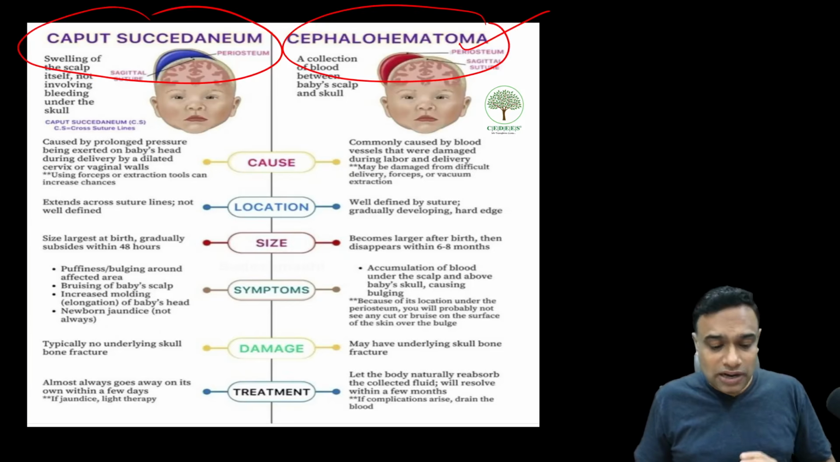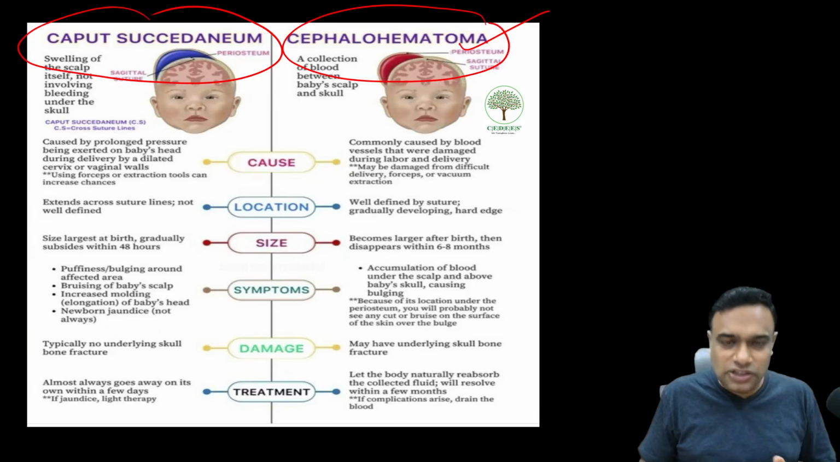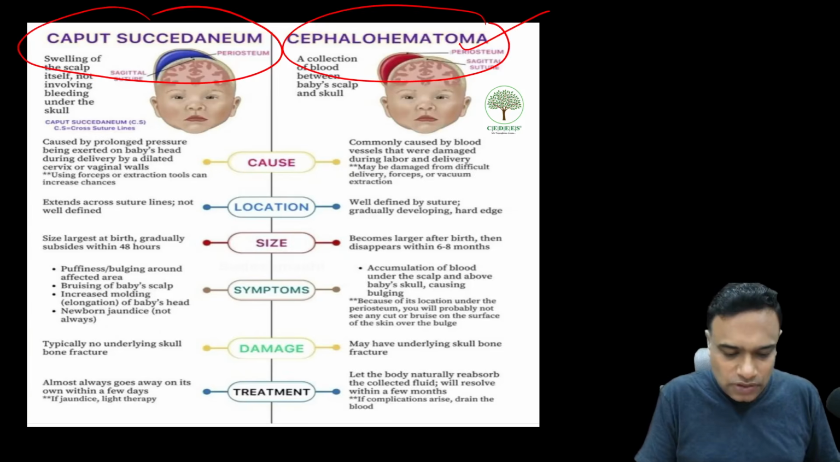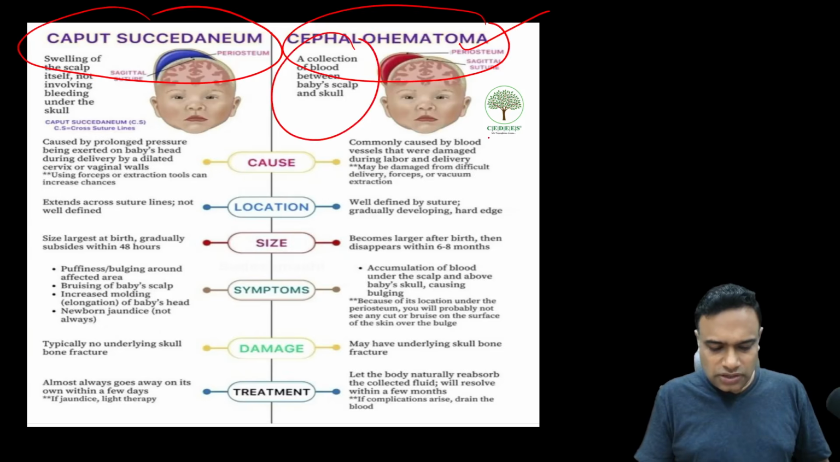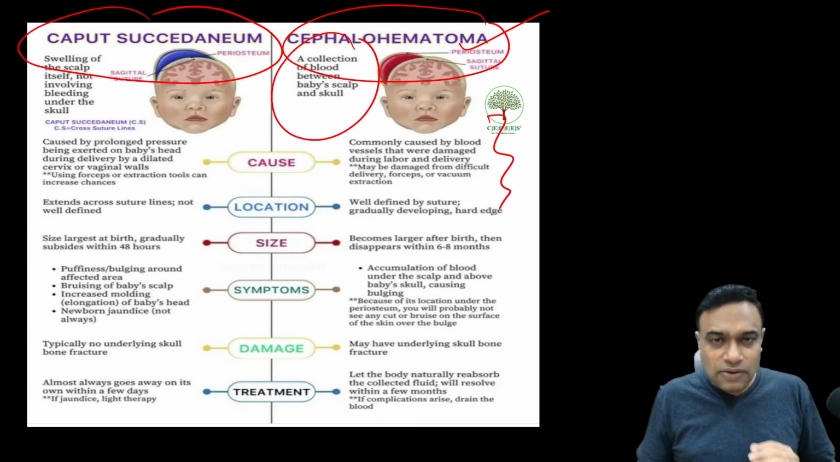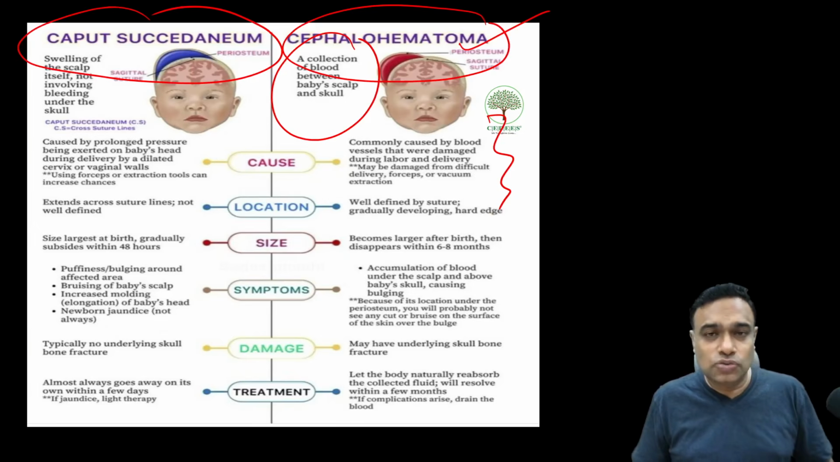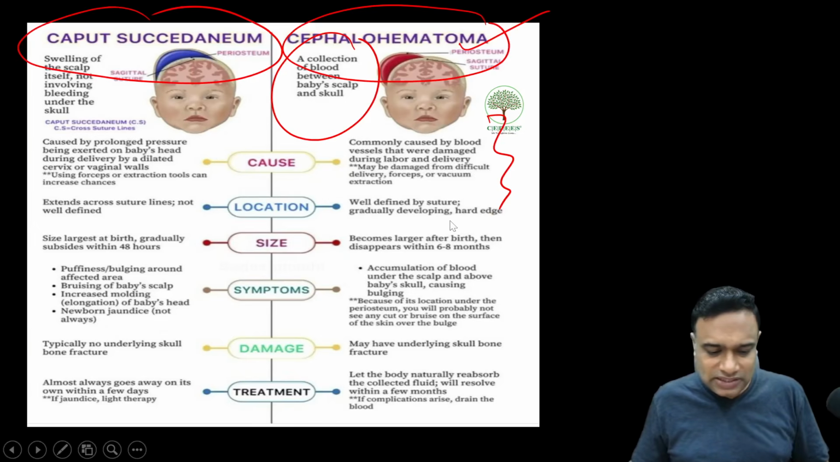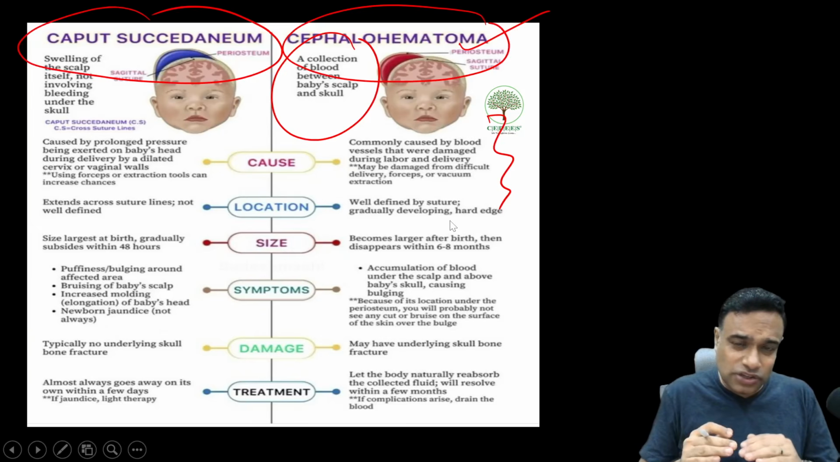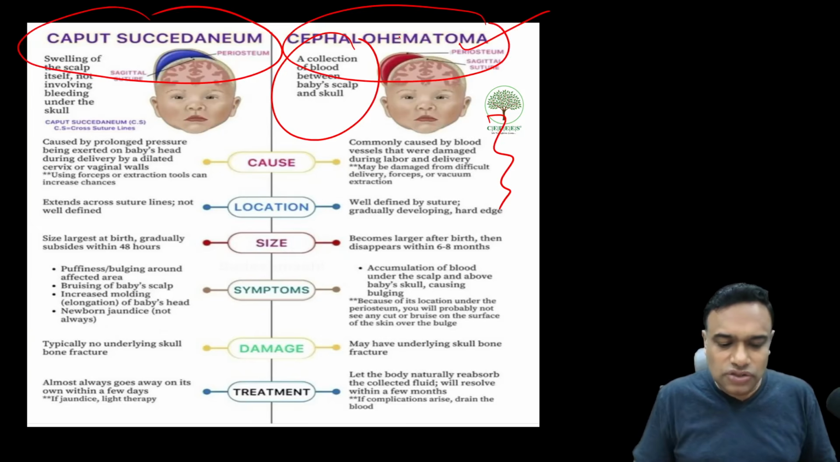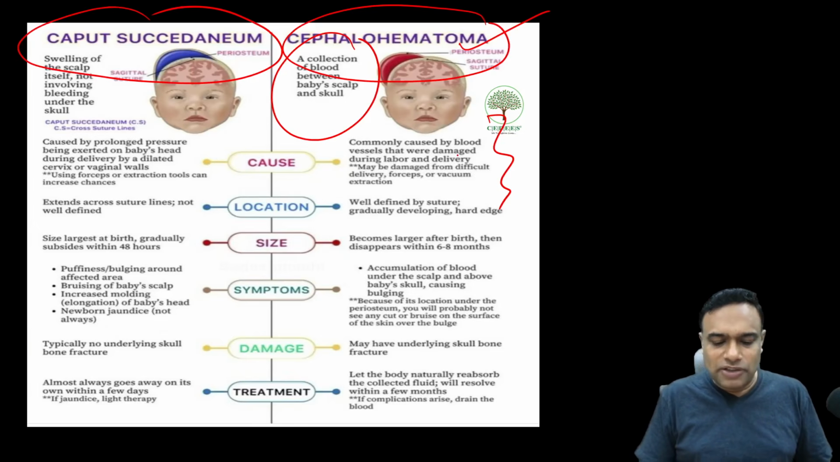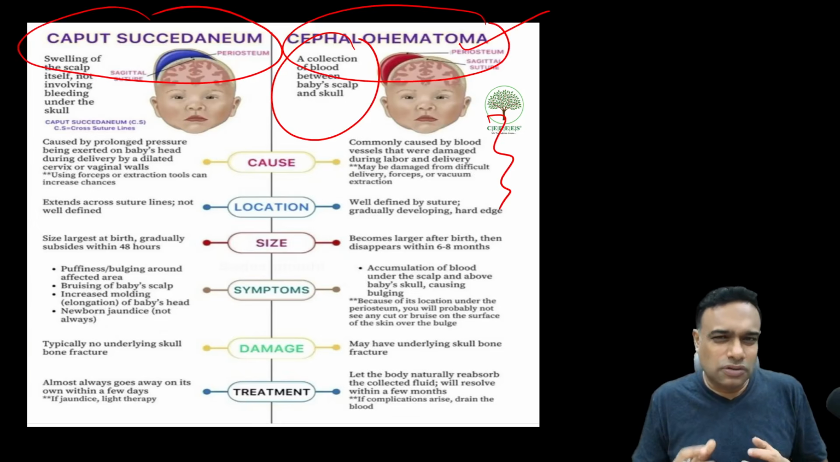There is a collection of blood between your periosteum and the underlying bone. I'm hoping that this is very clear. Where is the collection of blood in cephalohematoma? Between the periosteum and the underlying bone, as seen in the last slide, is what is called cephalohematoma, right? Commonly caused by blood vessels that were damaged during labor and delivery, because of a very difficult delivery with forceps or vacuum extraction or things like that.